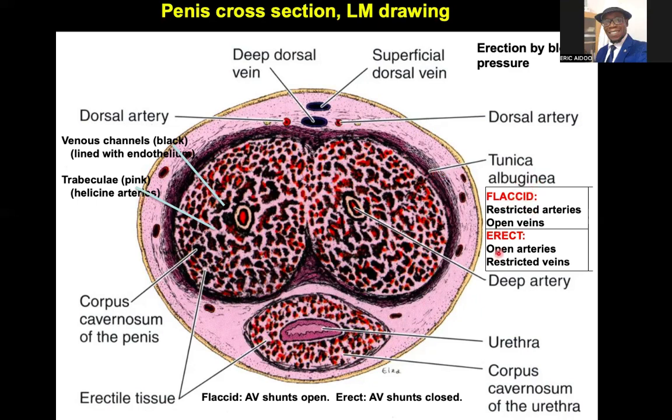The penis can be flaccid or erect depending on which vein or artery is constricted or dilated. Restricted arteries and open veins will become flaccid. Erect means open arteries and restricted veins, so that you don't allow blood to flow back.